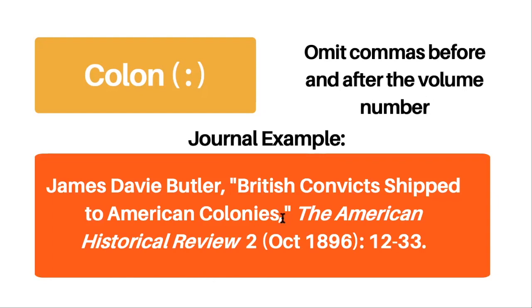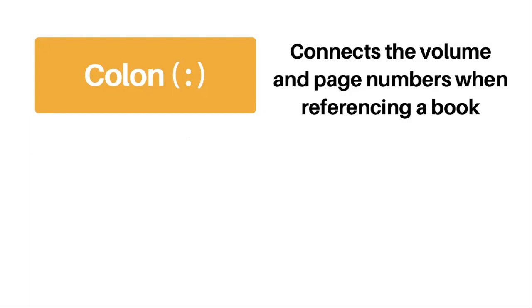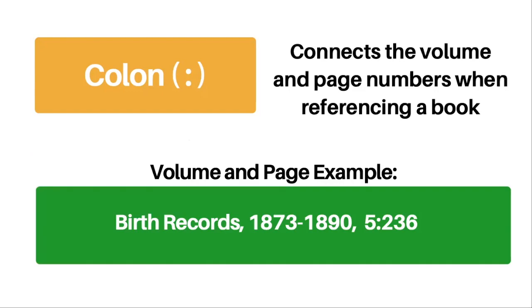This article is in the American Historical Review. The 2 means the volume. October 1896 is the publication date. Then we have the colon and the page numbers of this article. Additionally, a colon can connect the volume and page number when referencing a book. In the example, this is a book title, Birth Records, 1873 to 1890, comma, and the 5 represents the volume. Then we have a colon and no space, and 236 represents the page number.